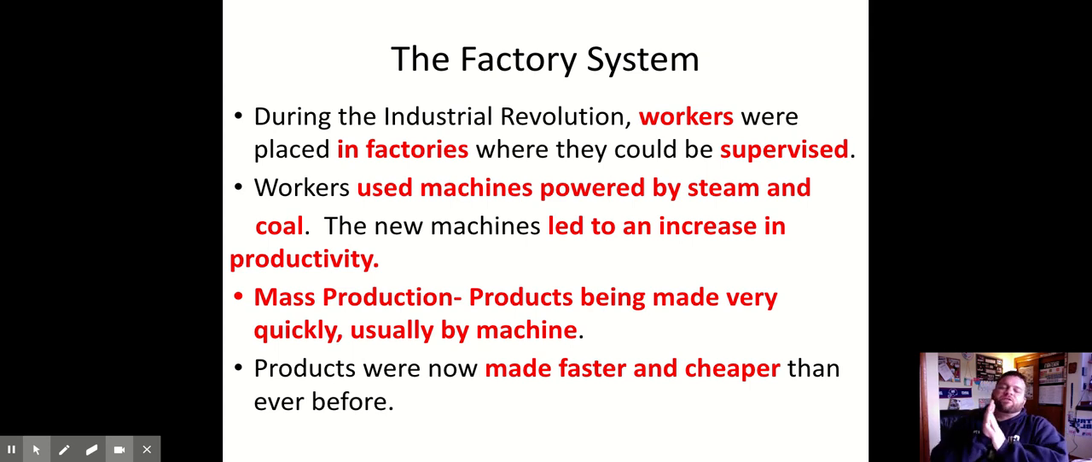Prior to the factory system, the manner in which goods were produced is often referred to as the cottage industry, or domestic industry, or domestic system. So things are made at home. But this new factory system places workers in factories where they are supervised by management. These factories use machines powered by steam, which is created by burning coal, and this leads to an increase in productivity and what's called mass production. This is goods being produced very, very quickly, usually by machine.